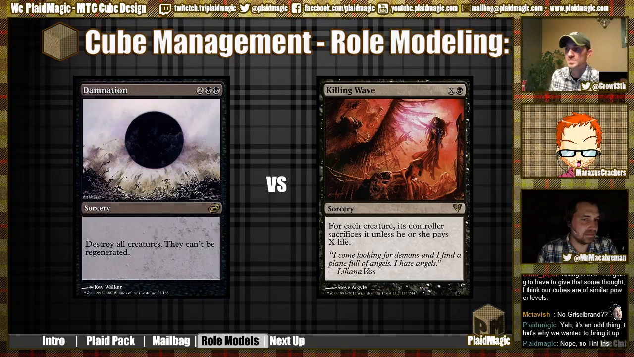So it just works so much more perfectly in that deck than Damnation. Oh yeah, every time. And it's weird because of the comment in the chat, obviously, Killing Wave? I'm going to have to give it some thought.